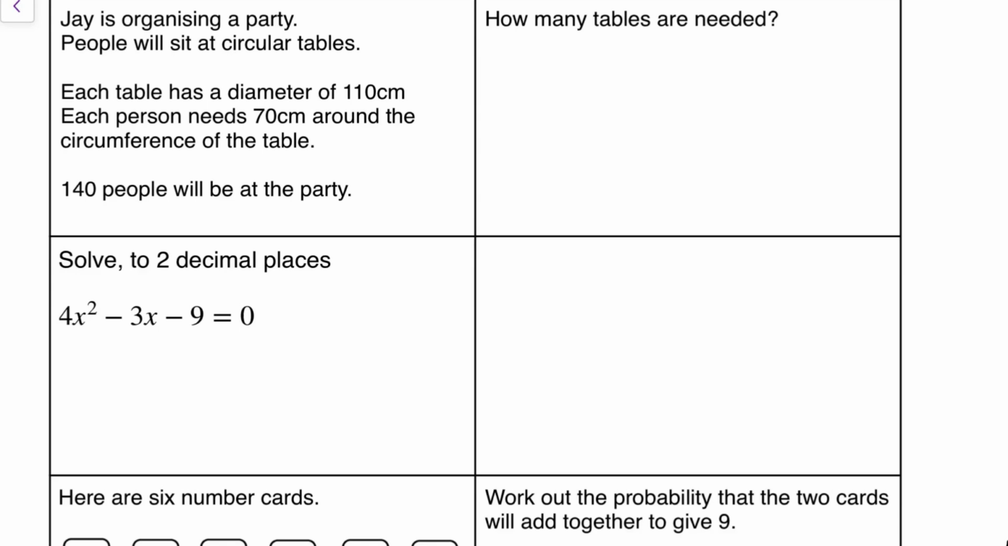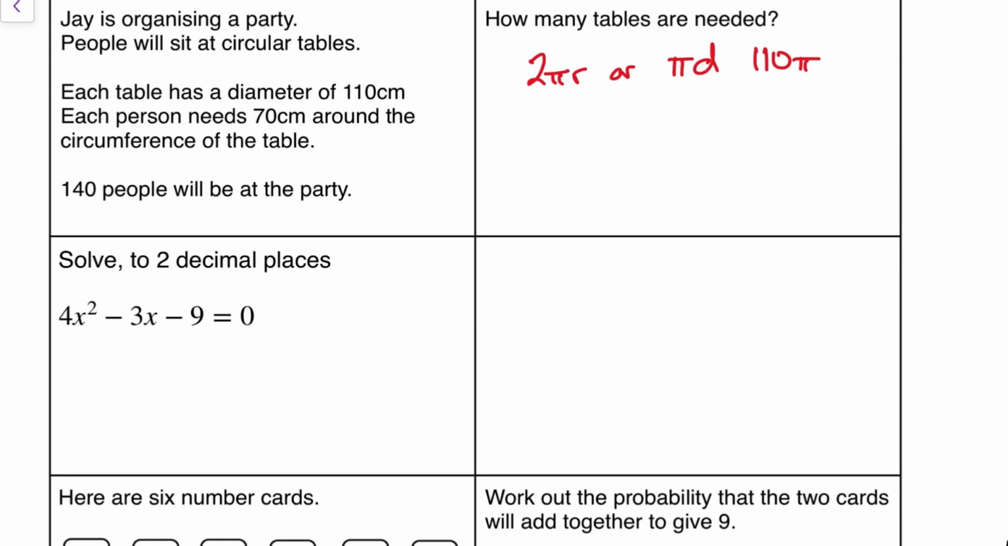Next question. Jay is organising a party. People sit in circular tables. Each table has a diameter of this. Each person needs this. 140. How many tables? Okay. So basically, how many people can fit on a table? The circumference of a table is going to be 2 times pi times r, or pi times d. Well, I've got d, so let's use the diameter. So therefore, that's going to be 110 pi.